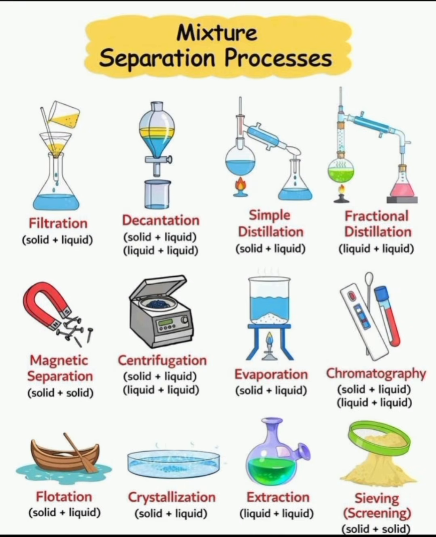The filtration technique uses what they call a filter paper, and we have what we call a filtrate, and we have what we call a residue. The filtrate is the clear liquid that comes out from the filter paper, while the unwanted solid, otherwise called the residue, is what we term that. So the unwanted solid is called the residue.